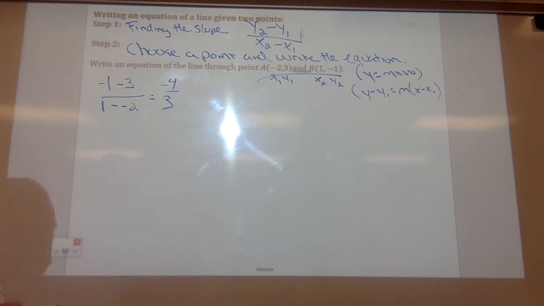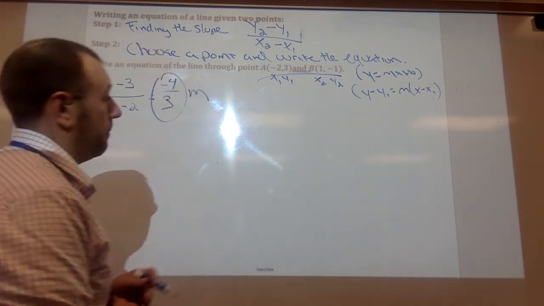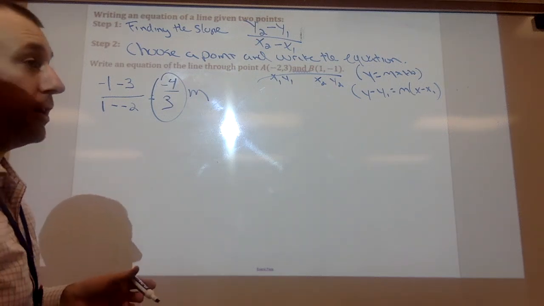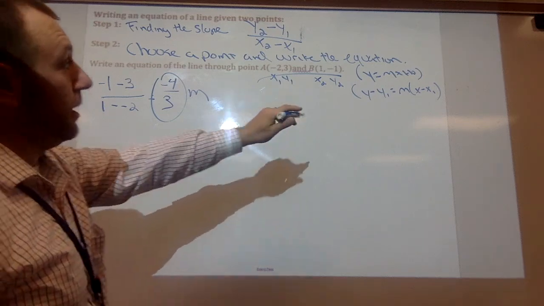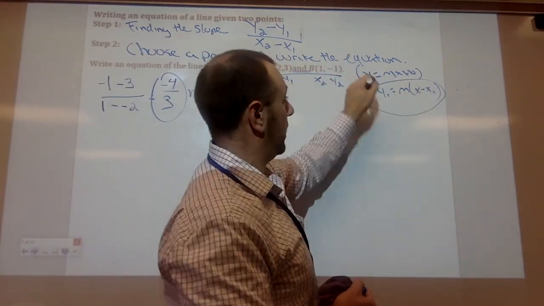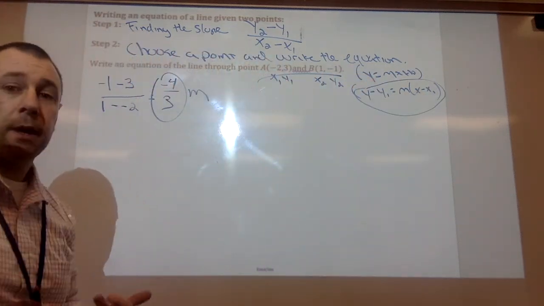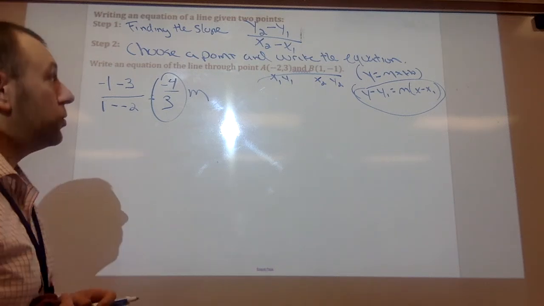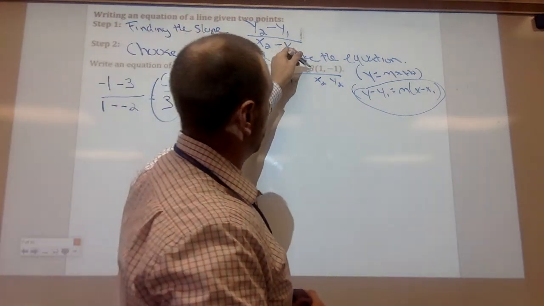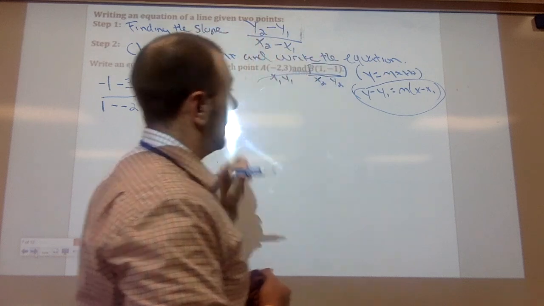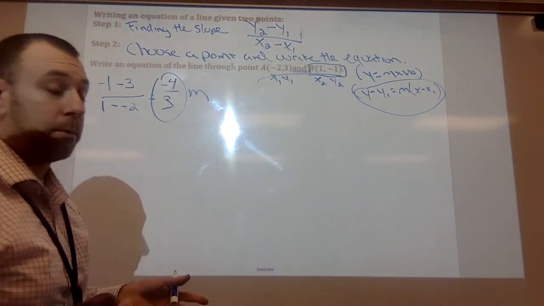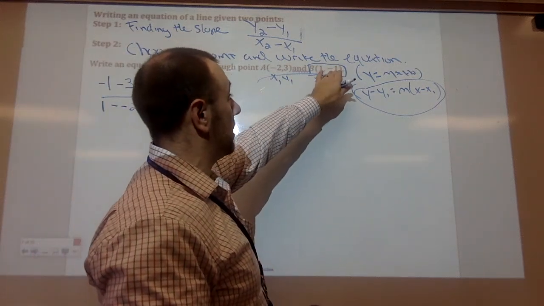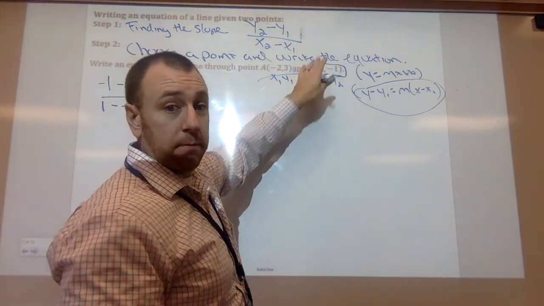Once I get -4 over 3, this is going to be my m. So what I do is I'm going to write it in my point slope form here. I'm going to choose a point, and it doesn't matter what point I choose. So I'm going to choose a nice easy one. I'm going to choose 1, -1, because really I'm not going to change any of the numbers other than this one's going to be negative and I'm going to multiply by 1, right?